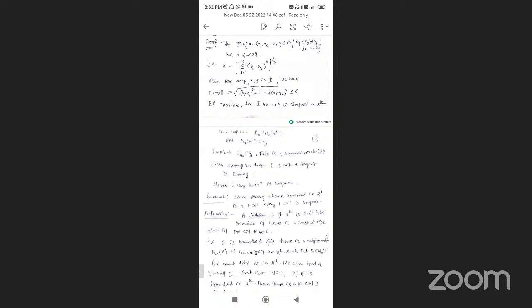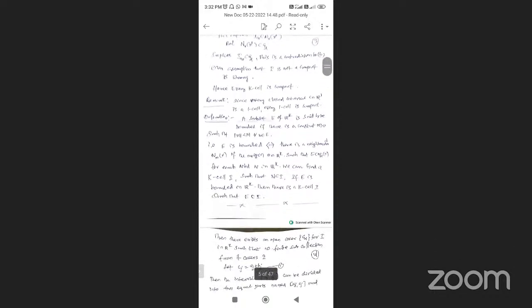This is a contradiction. Our assumption that I is not compact is wrong. Hence every k-cell is compact. This is a remark: since every closed interval in R power of n is a k-cell, and every k-cell is compact.